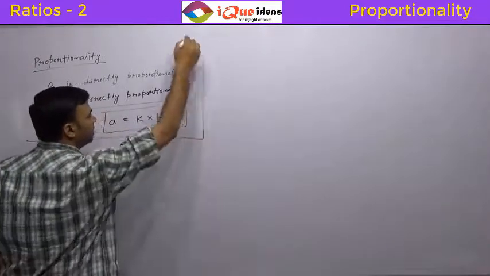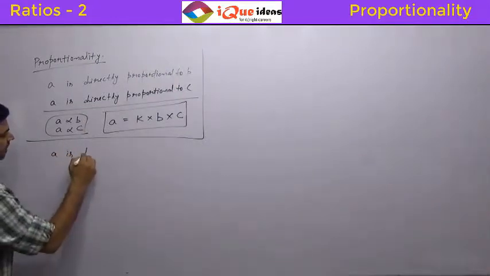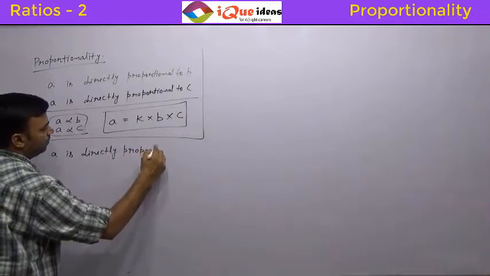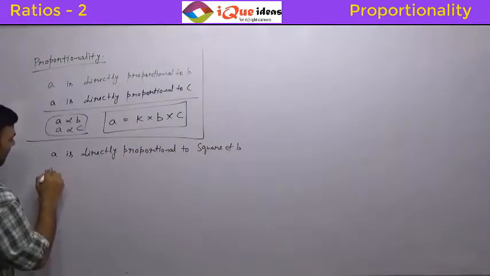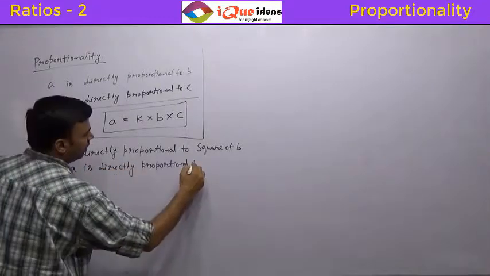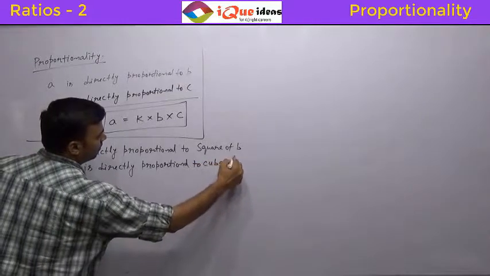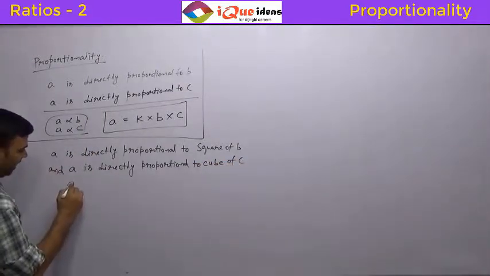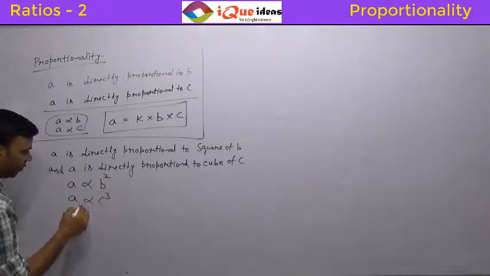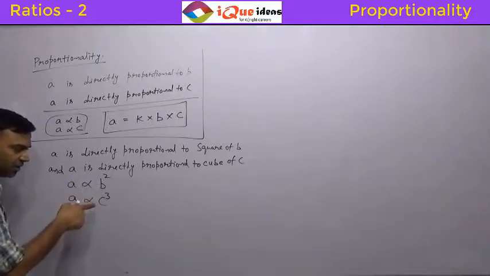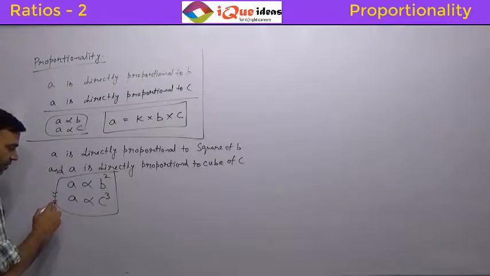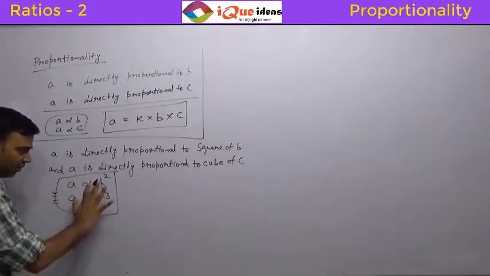Let's take another situation. Suppose we say that A is directly proportional to square of B and A is directly proportional to cube of C. Now what does this mean? Now this means A is directly proportional to B square and A is directly proportional to C cube. Please understand, it is the same quantity which is depending upon two other things. That means the mathematical relation, and first of all, you don't need to write this, okay? It is just for your extra information. If you don't want to write this, okay, great.